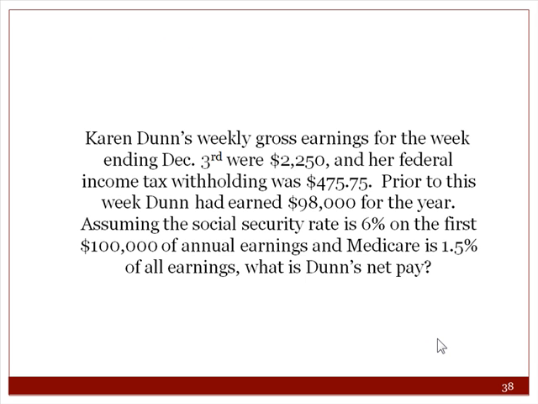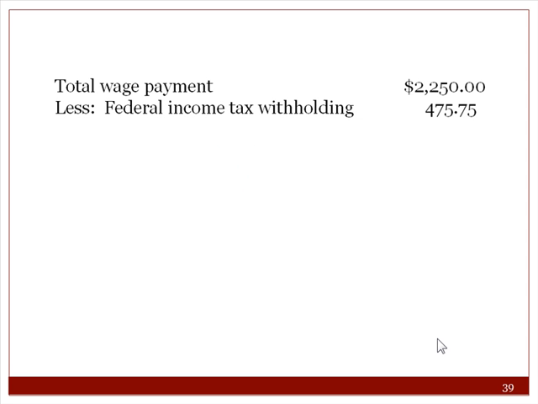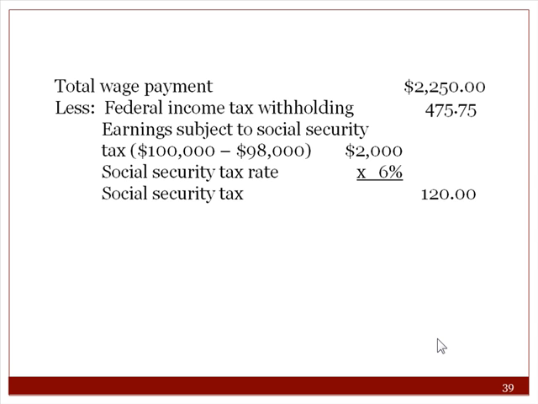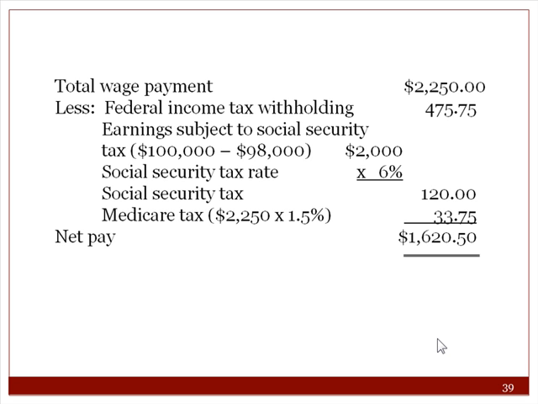So let's look at Karen Dunn. Here's her information, and let's watch how she gets calculated. There's her total wage. There's her federal income tax. There's her earnings subject to Social Security. There's her Social Security tax. There's her Medicare tax. There's her net pay.